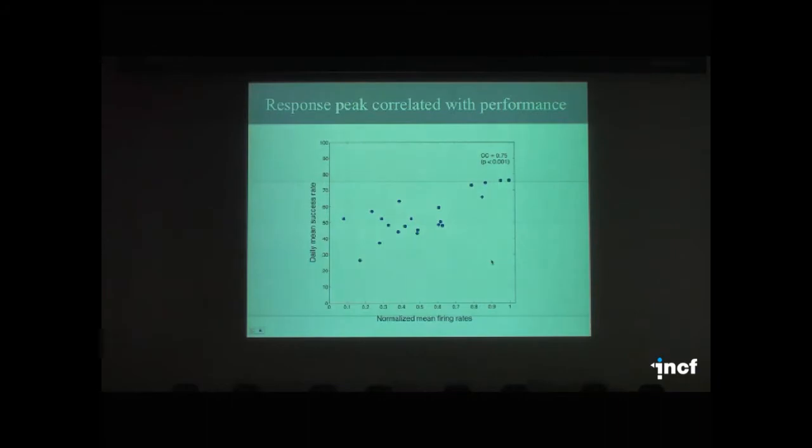Now, one of the strengths of brain-machine interface is that this is a causal setup. We know by construction that these neurons are driving the cursor. But nonetheless, just to validate this, what I'm showing here is the mean success rate in the task as a function of the peak of the population response for these 21 days of learning. And you can see that the correlation between them is 0.75, and it's highly significant.